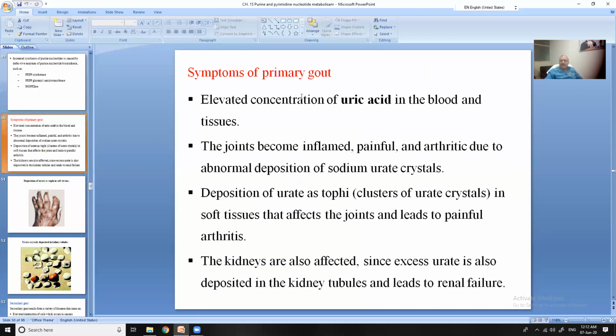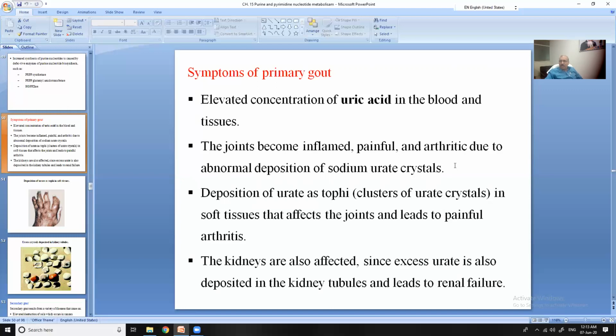These are the symptoms of primary gout. You will find the elevated concentration of uric acid in the blood and tissues. And what is the normal range of uric acid? 4 to 7 milligram per 100 ml of the blood. So you will get more and more uric acid in the blood. The joints become inflamed, painful, and arthritic due to abnormal deposition of sodium urate crystals.